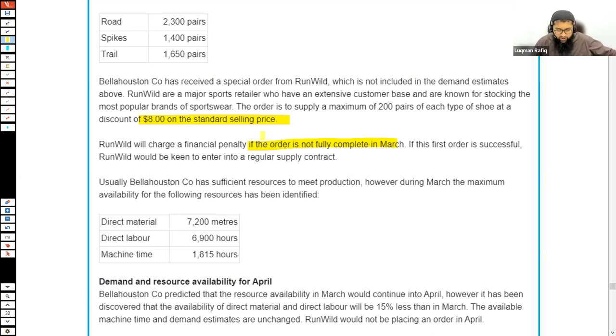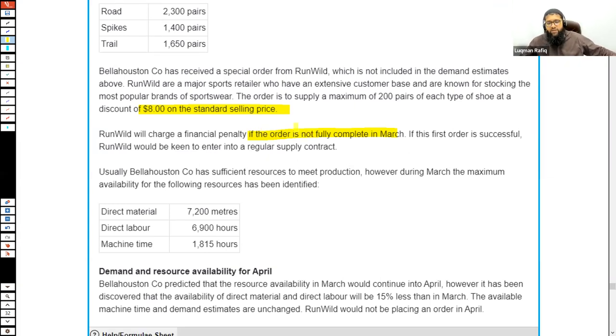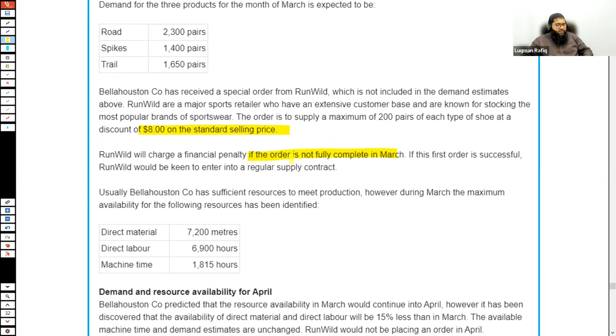So what is actually going to happen if you divert your production from Run Wild to the other existing products of Bellahouston? Ultimately you'd be skipping the Run Wild requirement and you'd be having a penalty. So what's the maximum penalty you'd be willing to pay? Do you have any idea how to calculate that?